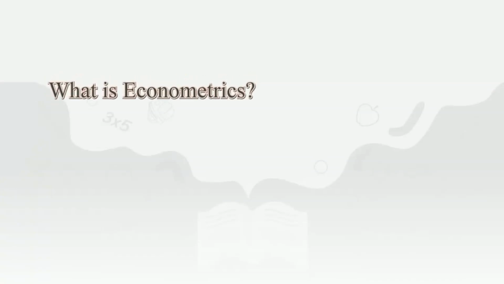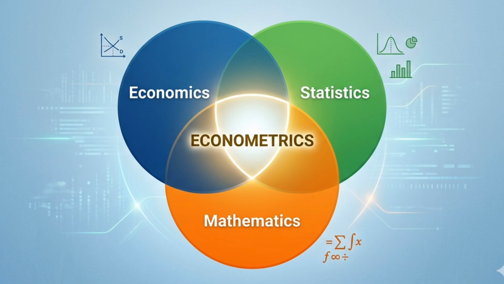What is econometrics? Hello everyone, econometrics is the use of statistical methods to analyze economic data and test economic theories. Econometrics is a field of study that combines economics, mathematics, and statistics to analyze real-world economic data. Why do we learn econometrics?